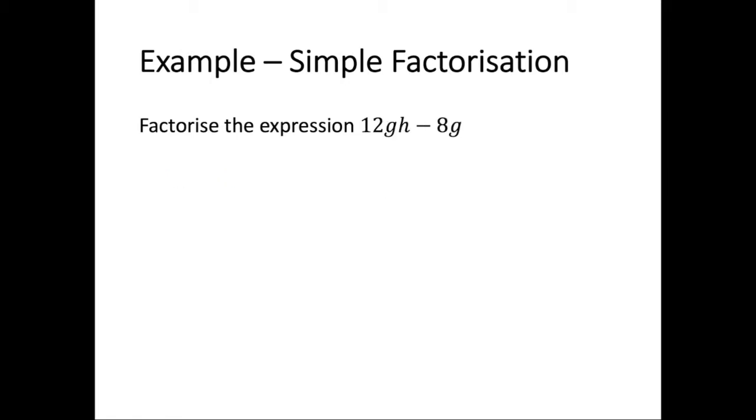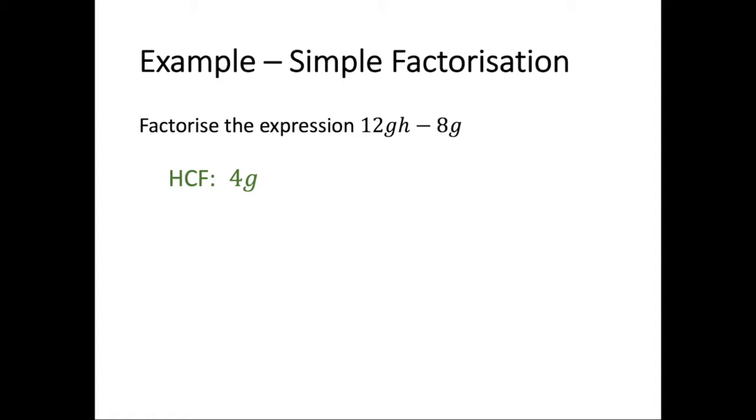In this example, we want to factorize the expression 12gh minus 8g. For the highest common factor, I've got a g in both terms, so my g is going to be included. And I've got 12 and 8, where the highest common factor between 12 and 8 is 4. So my highest common factor for this factorization is going to be 4g. Remember, if you have a letter in both terms, that is included in your highest common factor as well.